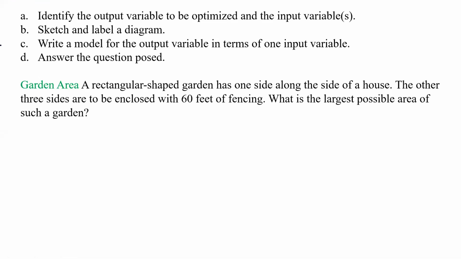So we have a garden area, and a rectangular shaped garden has one side along the side of a house. The other 3 sides are to be enclosed with 60 feet of fencing. What is the largest possible area of such a garden?